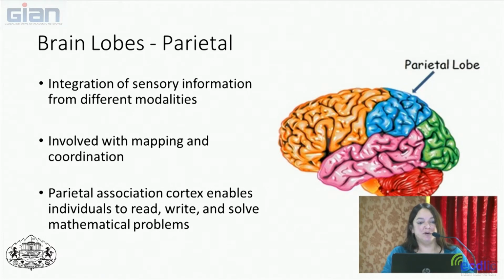It's involved with mapping and coordination, so our spatial mapping and coordination of our motions. The parietal lobe is also thought to be the lobe that enables us to read, write, and solve mathematical problems. So the parietal lobe really is sort of, like I said, an integration area. It's sort of a spatial and processing type of area in the brain.